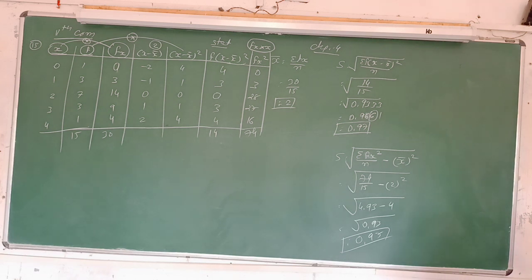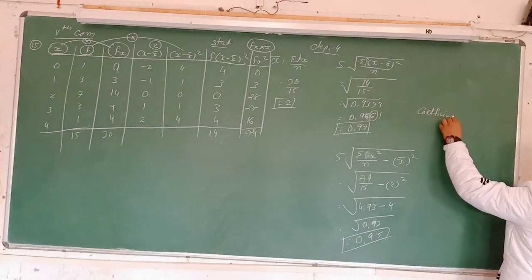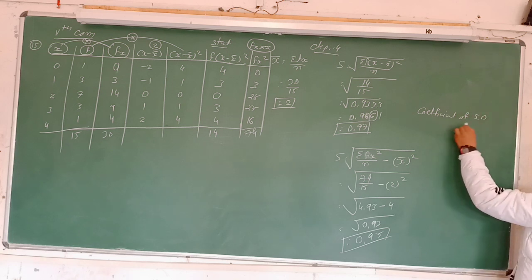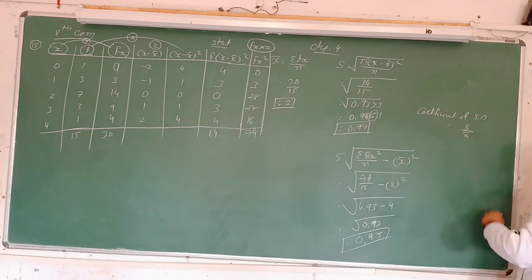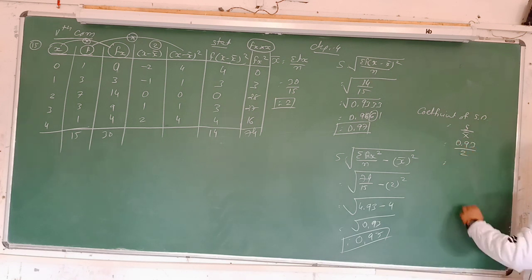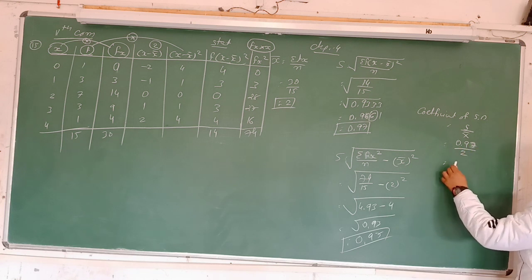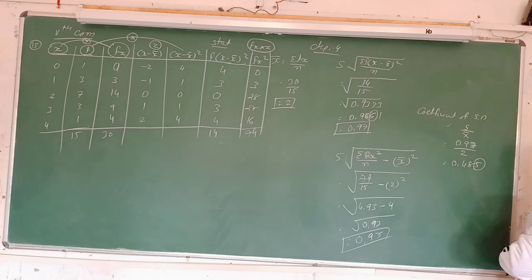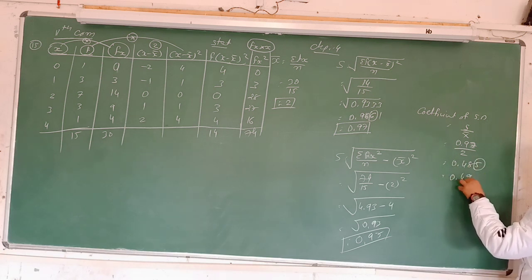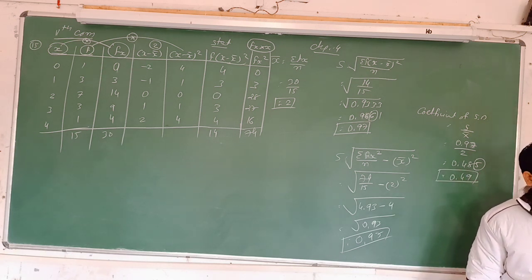Okay, and one thing more: we have to find the coefficient of standard deviation. What is the formula? S divided by x bar. S is 0.97 and x bar is equal to 2. So 0.97 divided by 2. What is the answer? 0.485. The third digit is 5, so 0.49. So this will be your coefficient of standard deviation. Okay, let's see.